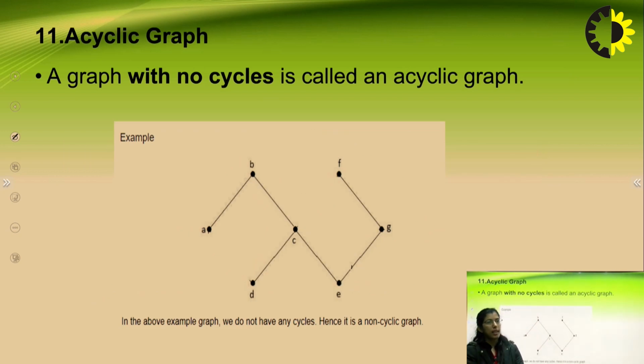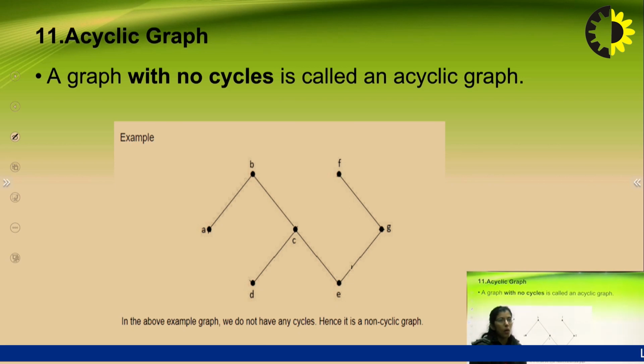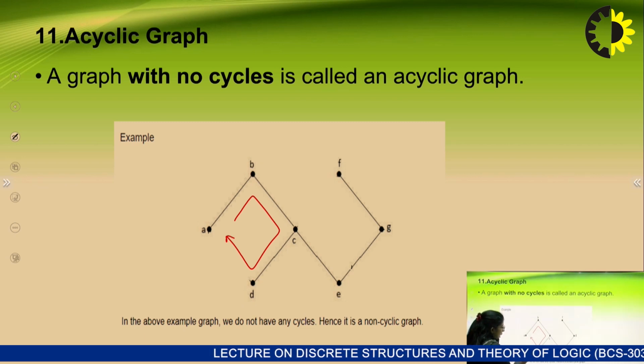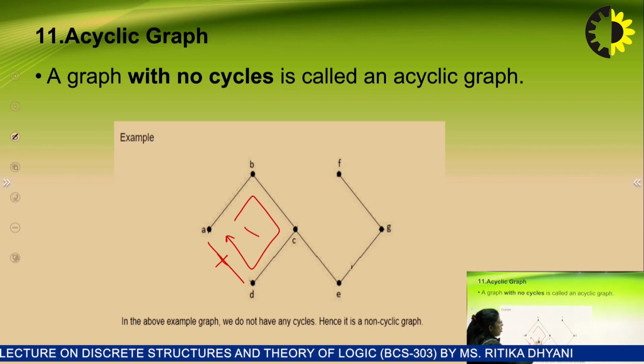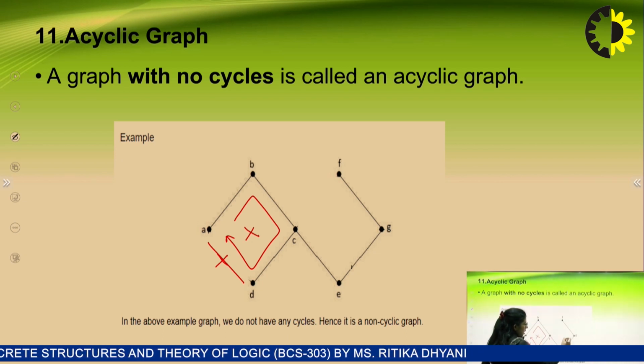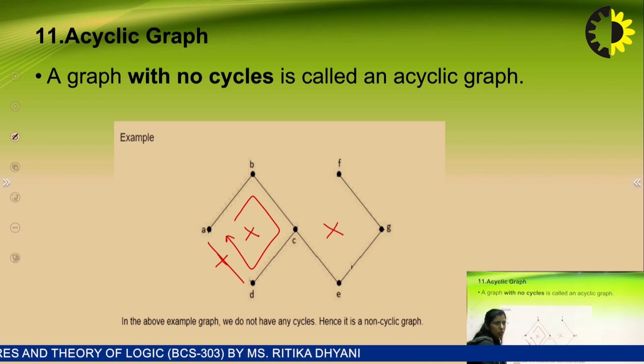Next one is acyclic graph. A graph with no cycle. If even a single cycle is not formed, then in that particular case, we can say that it is an example of an acyclic graph. So here, with the help of the example, we can see that no cycle is forming. If there were an edge, then the cycle would be formed, but this edge is not present here, so no cycle. Similarly, here there is no cycle present, so this is an example of an acyclic graph.